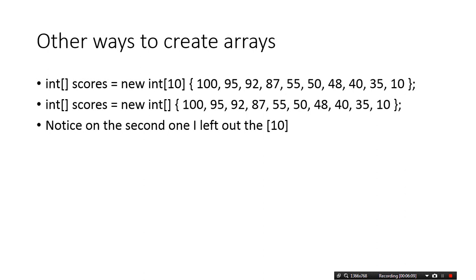Here's a couple other ways to create new arrays. Here we see int bracket bracket scores equals new int 10, and then we've got a whole list of possible scores. We see another way here, saying int scores equals new int, and then all of these scores. So basically you do not need to put the number of elements you plan on putting in the array inside the brackets when you say new int. It'll automatically size that array to be however many numbers you put in it. So that's kind of nice.